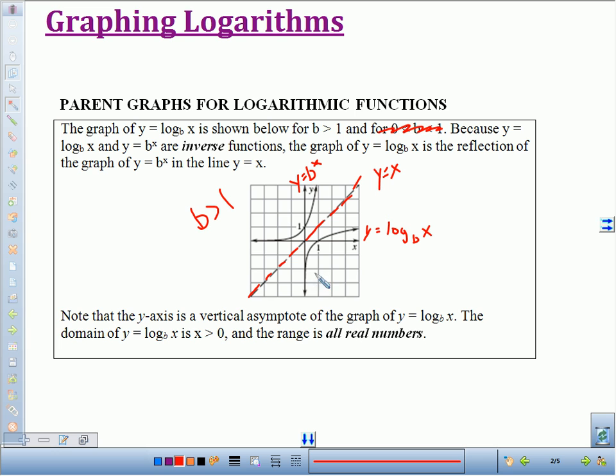That means that the domain of my logarithm, my x values, has to be greater than 0. And the range is all real numbers. Now, that is exactly the opposite of the exponentials. You remember the exponentials, the domain was all real numbers, and the range was y is greater than 0. In this case, the domain is x is greater than 0, and the range is all real numbers. They flip-flopped. Now, let's see how we can actually graph these things.